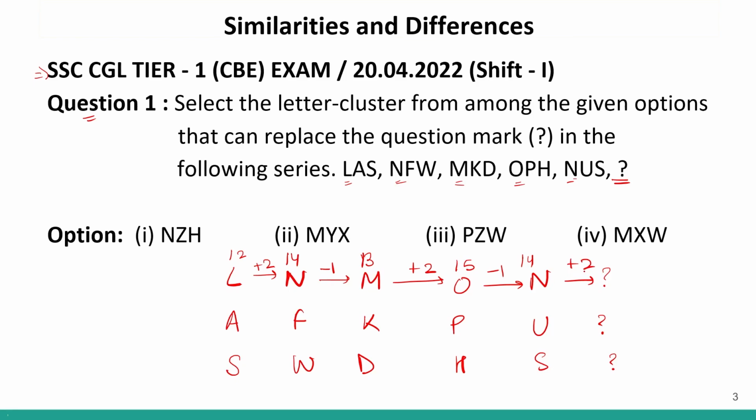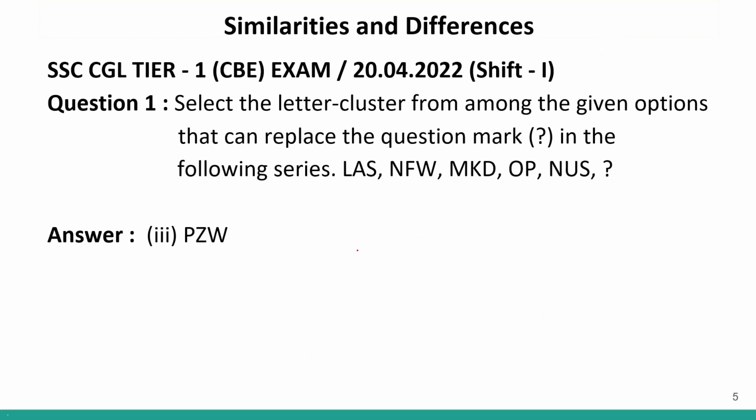So now we'll go 2 positions forward. If I go 2 positions forward from N, I'll get the 16th position, which is P. So my answer will start with P. Out of all the given options, the only option that starts with P is option number 3. So using the elimination approach, I can simply eliminate all these three options and our answer will be option number 3, PZW. This is how you have to solve in your exams as well.